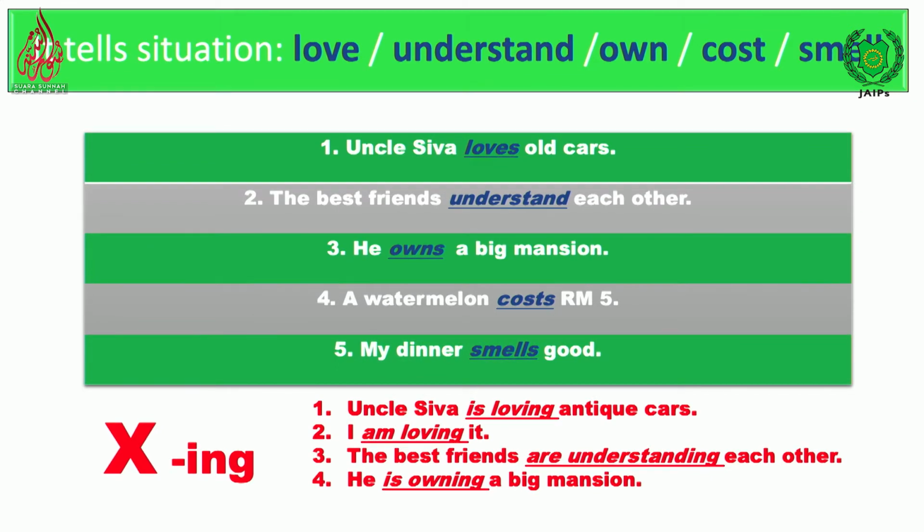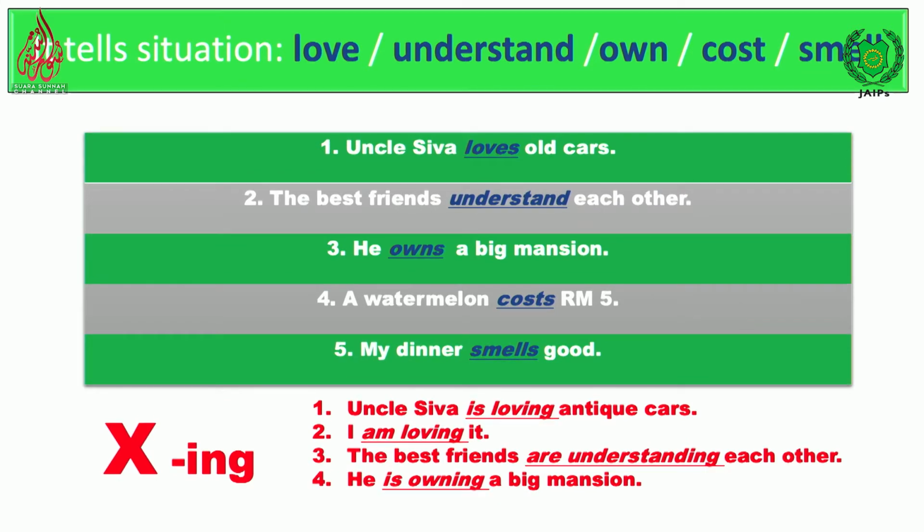Let's try number 2. I am loving it. Those who is a McDonald's lover, you know this one. I am loving it. This phrase is actually incorrect. You cannot use it. Okay, number 3. The best friends are understanding each other. So are understanding of each other. So still, it is incorrect.